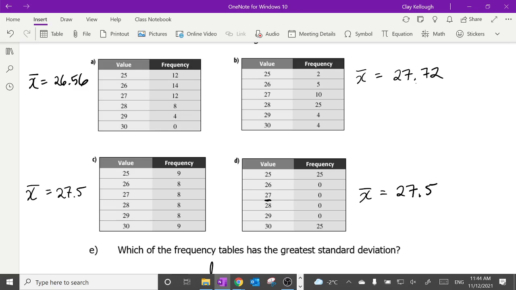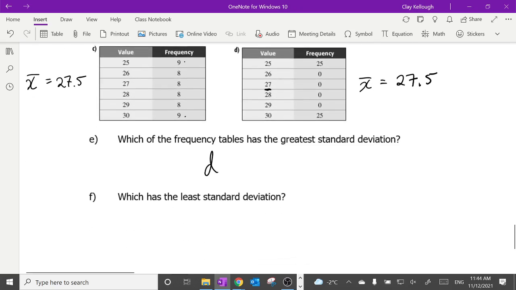Notice 25 and 10. By the time you get to the ends, you only have 2 and 4. This one has 12 at this end. This one has 9 and 8. So yep, the answer is B.